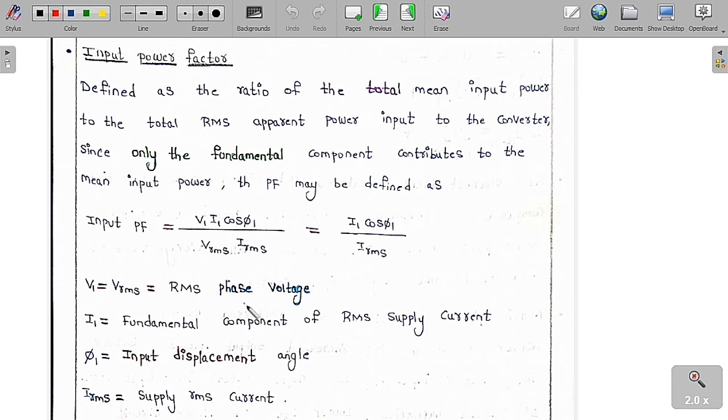where V1 is equal to VRMS, the RMS of the phase voltage, or simply the RMS value of the fundamental component. I1 is the RMS value of the fundamental supply current. Phi 1 is the input displacement angle, and cos phi 1 is called the input displacement factor or fundamental displacement factor. IRMS is the RMS value of the supply current.